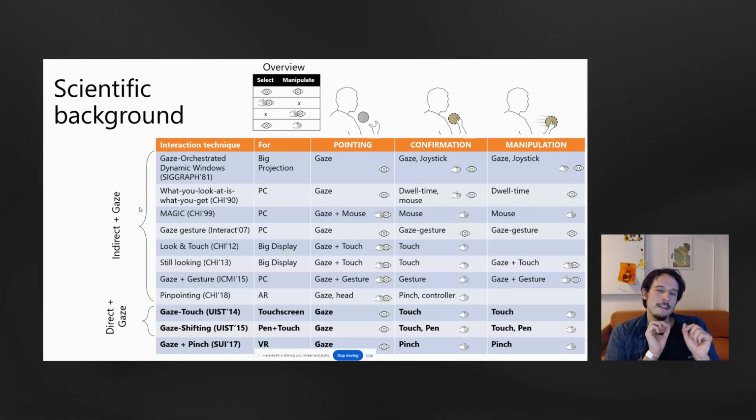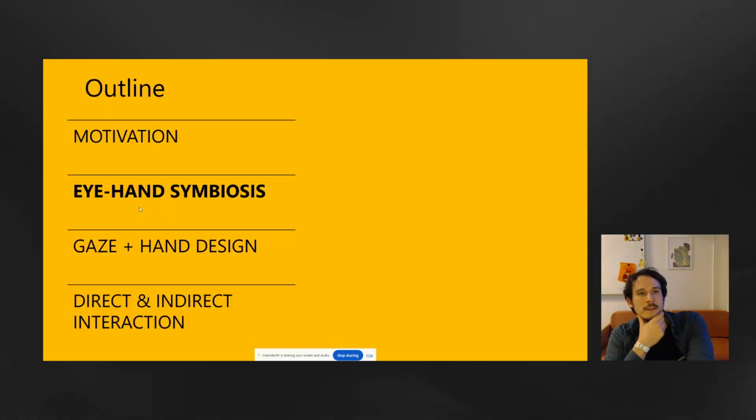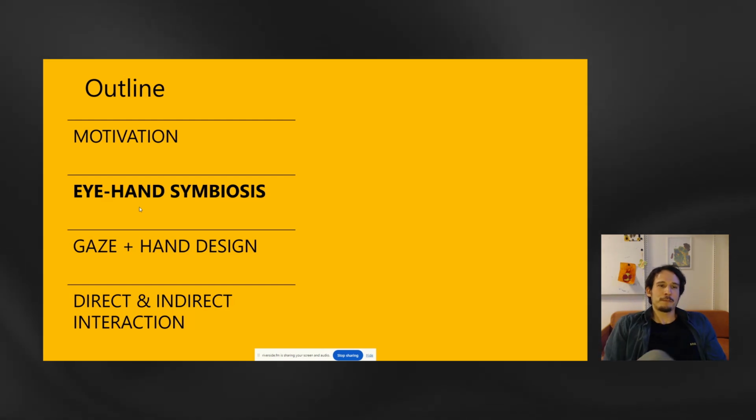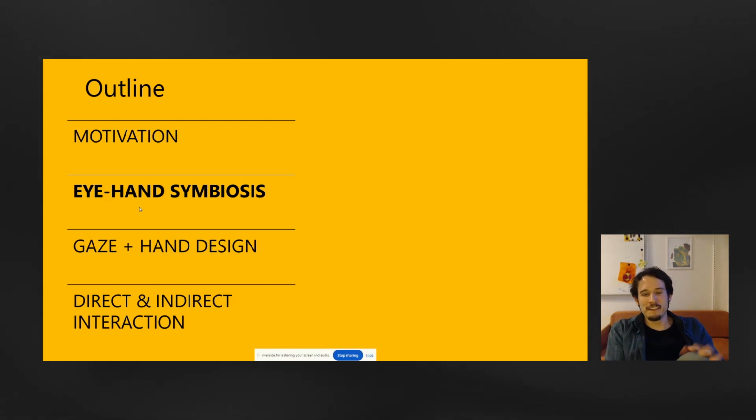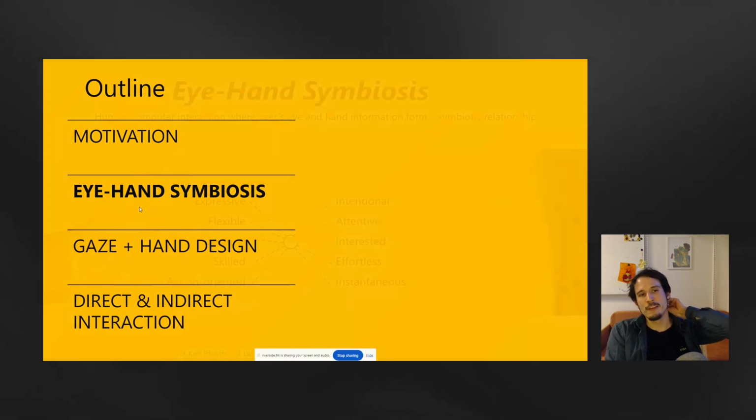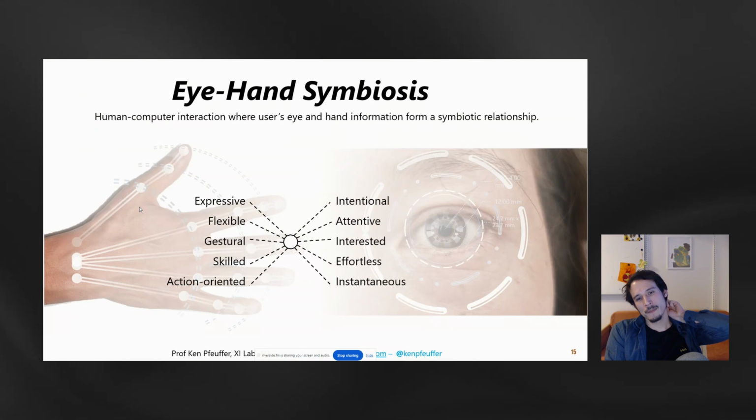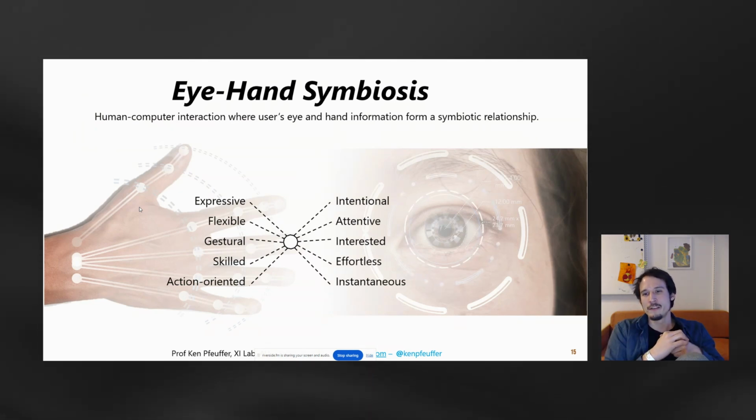And I think there it's really interesting to consider how the eyes can advance the hand actions. Okay, so given all of this, there was kind of my beginning to start thinking of a vision of eye-hand symbiosis, something where it's a human-computer interaction where the eye and hand information are getting together in a symbiotic way.